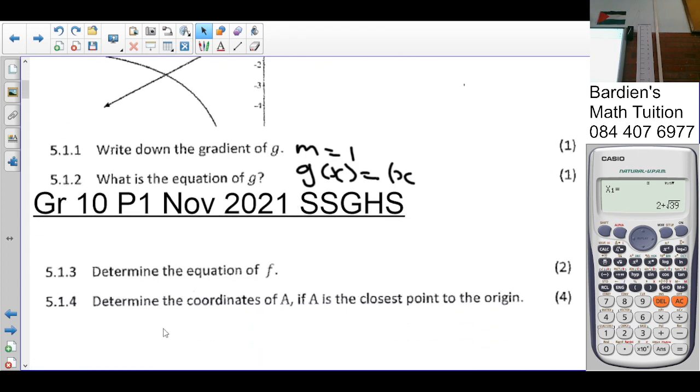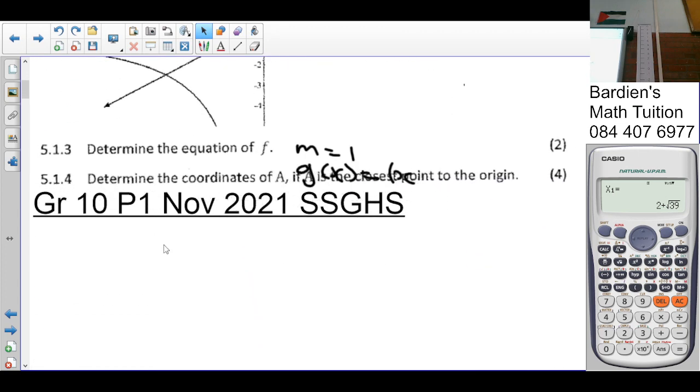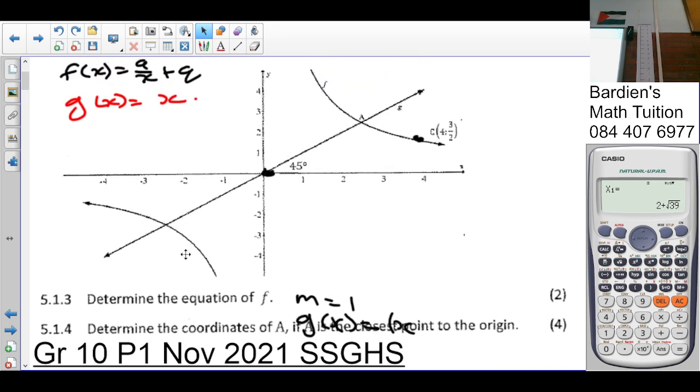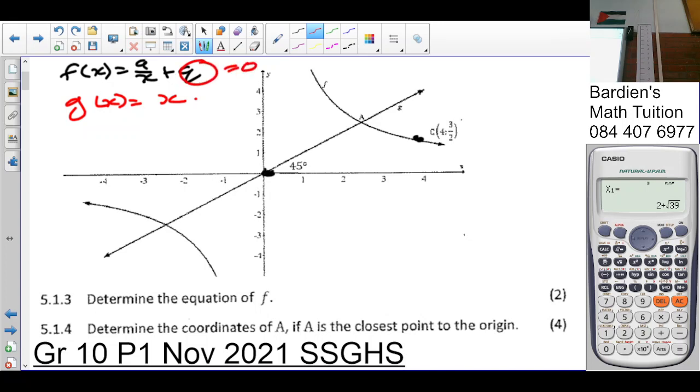Let's look at the next question. In 5.1.3, the question says, determine the equation of f. Now, as we know, the horizontal asymptote and the vertical asymptote are 0, which makes q 0. So f of x is equal to a over x plus 0.